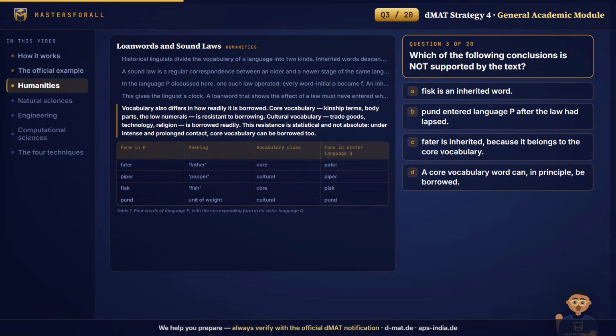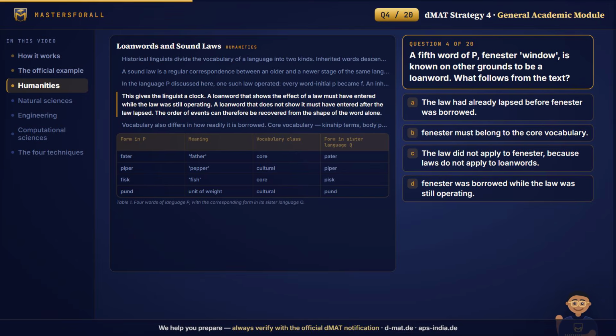And the conclusion in C is true. Fater almost certainly is inherited. But read the because. It says fater is inherited because it is core vocabulary. And paragraph 5 said resistance is statistical, not absolute. So the class never proves anything about a single word. What proves it is the shape, the F. A true conclusion, resting on a reason the text does not give, is still unsupported. Option C. That is trap 2, and it will cost you marks in every subject area until you learn to read the because.